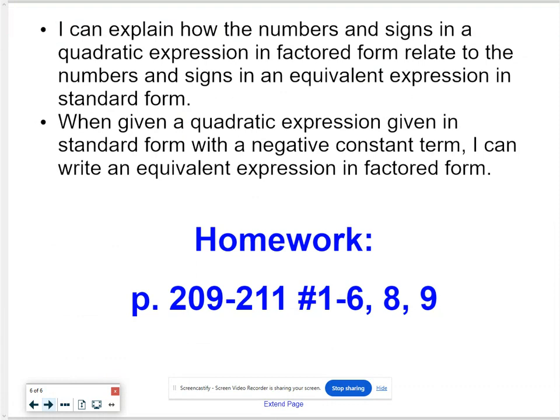So if you're given the standard form with a negative constant term, you should know, this was the new thing for today, negative constant term, when the C was negative, when the last number is negative, how to factor that. That's where we're going to get things that are x plus and x minus.